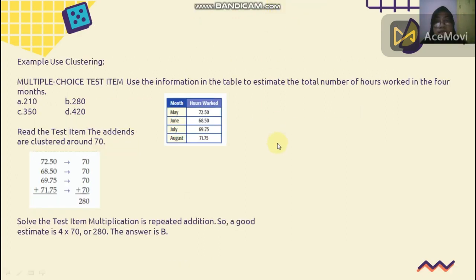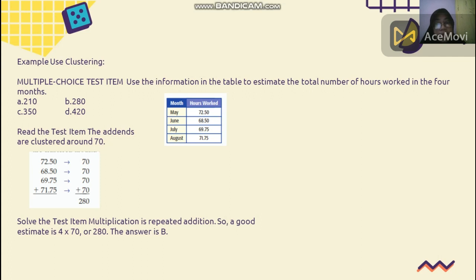Example, use clustering. Multiple choice test item. Use the information in the table to estimate the total number of hours worked in the 4 months. A 210, B 280, C 350, and D 420.